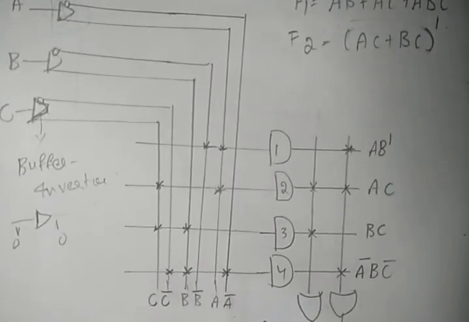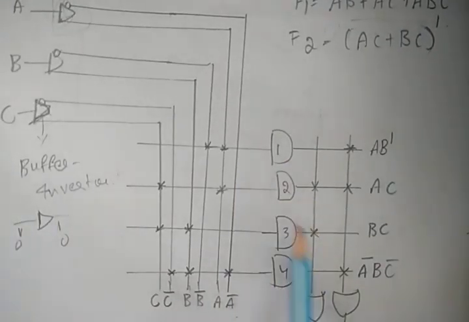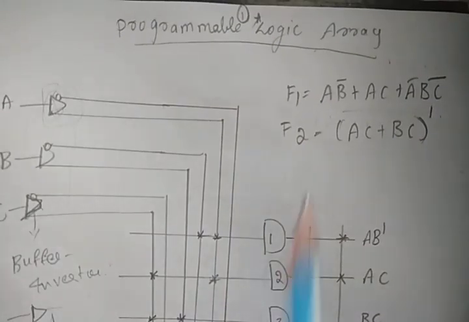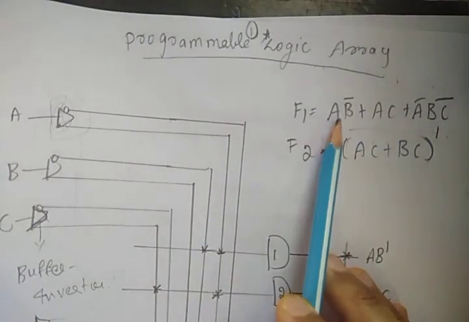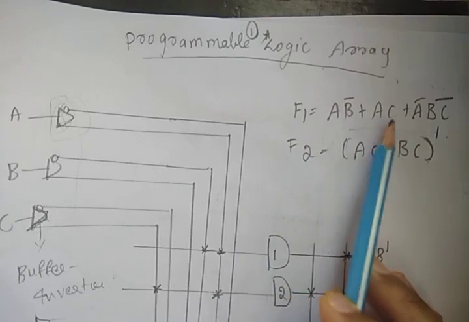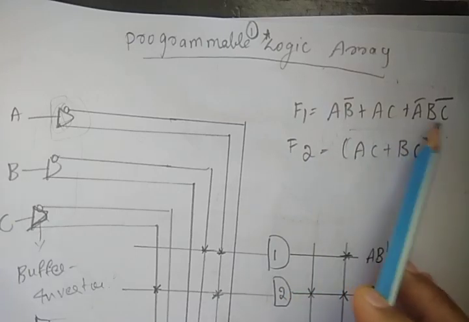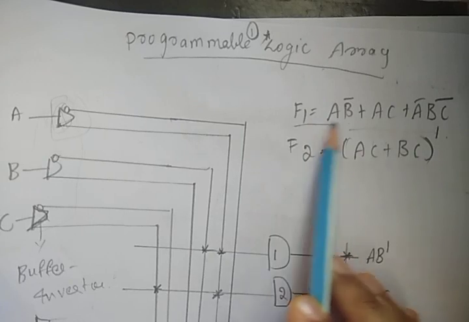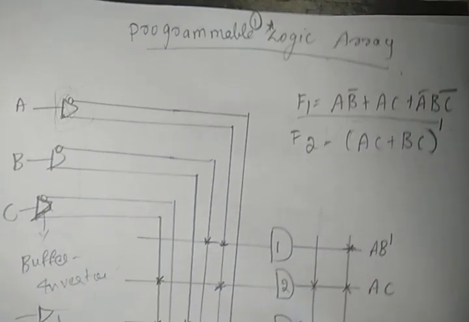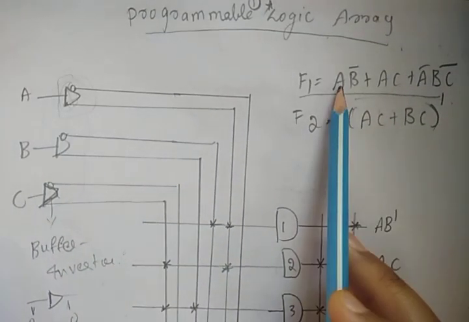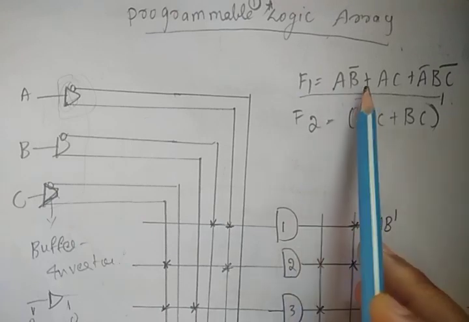Consider here we have 4 AND gates: 1, 2, 3, 4. For example, we have a function like this. The function is AB bar plus AC plus A bar BC bar. This is nothing but function F1. Now concentrate on function F1. What is the first term? AB bar.